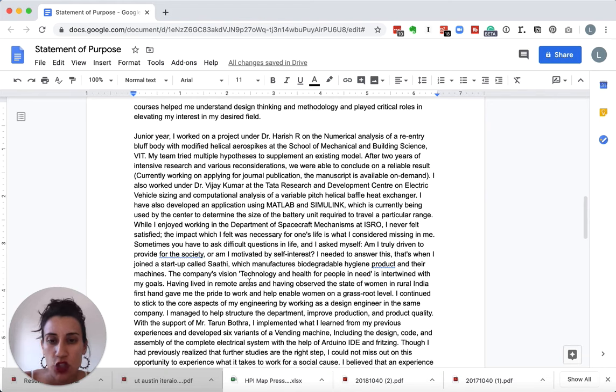Junior year, I worked on a project under Dr. Harish R. on the numerical analysis of a re-entry bluff body with modified helical arrow spikes at the School of Mechanical and Building Science, VIT. My team tried multiple hypotheses to supplement an existing model. After 2 years of intensive research and various reconsiderations, we were able to conclude on a reliable result. Currently working on applying for journal publication. The manuscript is available on demand.